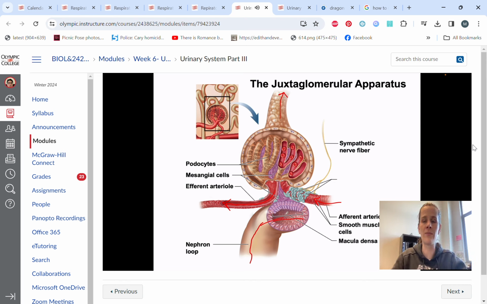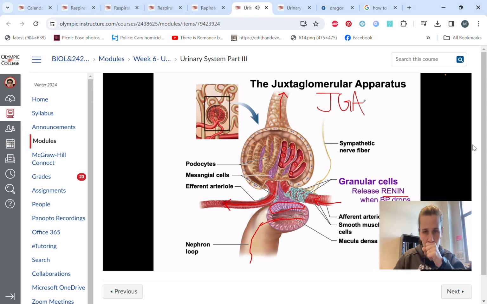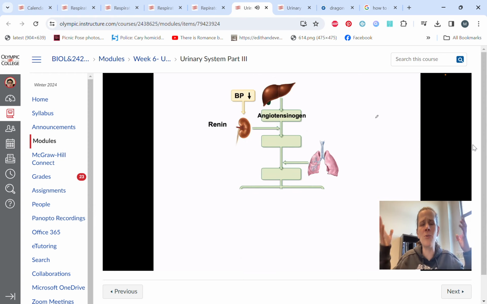Over here, surrounding the afferent arteriole, we have granular cells whose job it is to sense when we have a drop in blood pressure. When they sense that we have a drop in blood pressure, they are going to release renin. Okay. This complex right here is called the juxtaglomerular apparatus, or the JGA. Okay, juxtaglomerular apparatus. Okay, so what does renin do?